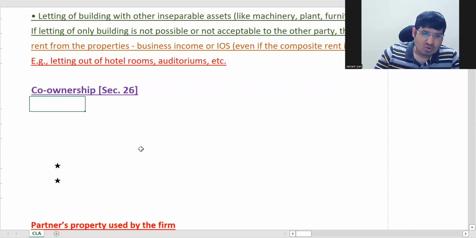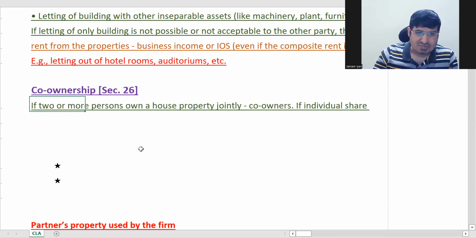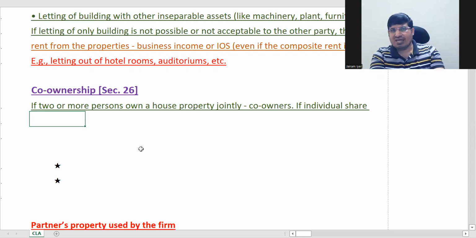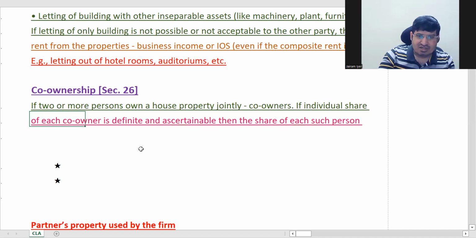So the next point is co-ownership. Co-ownership is when there are two people who are owners of one house. Two or more persons own a house property jointly. They are called co-owners. This is something you see very much in your daily life. I'm sure you all would have seen instances of co-ownership. The individual share of each co-owner is definite and ascertainable, and the share of each such person is income from house property.